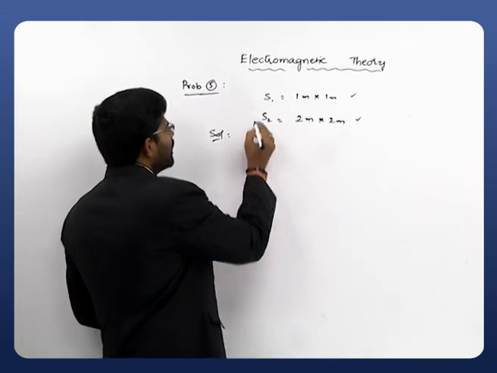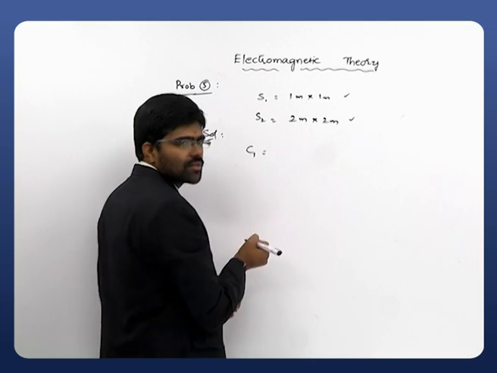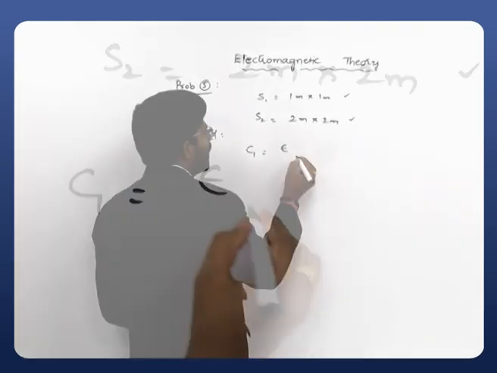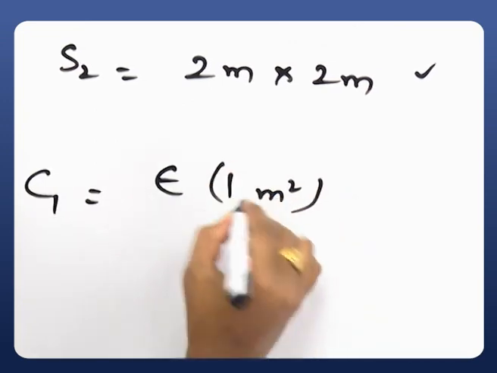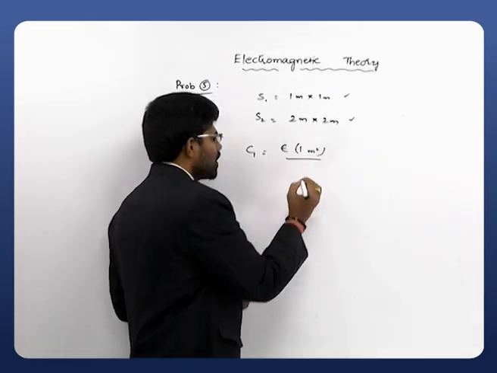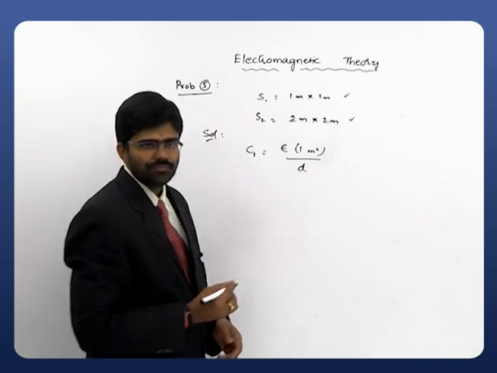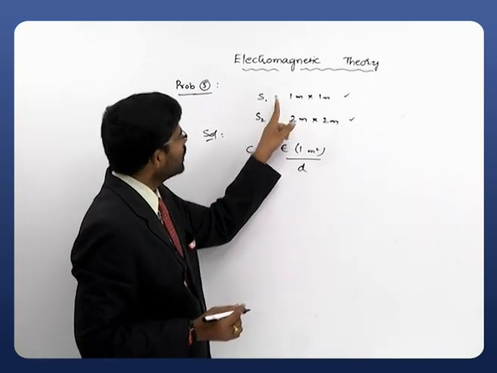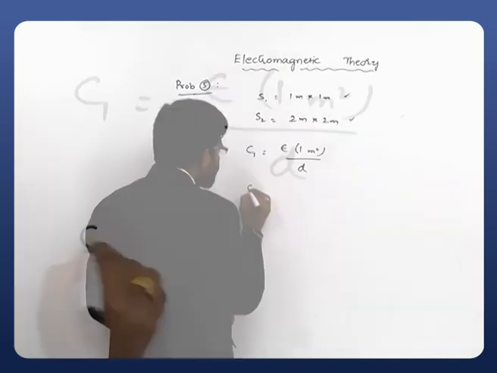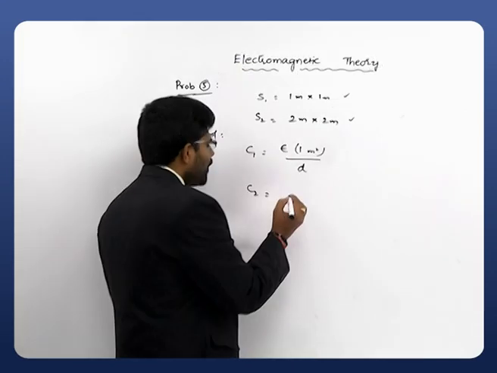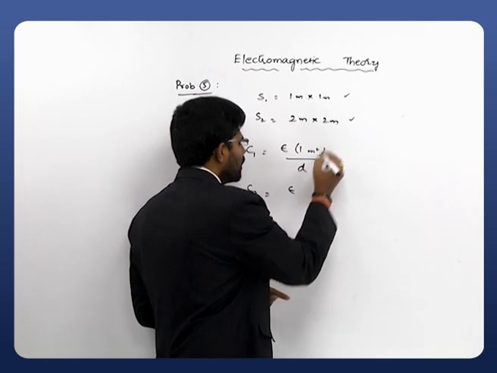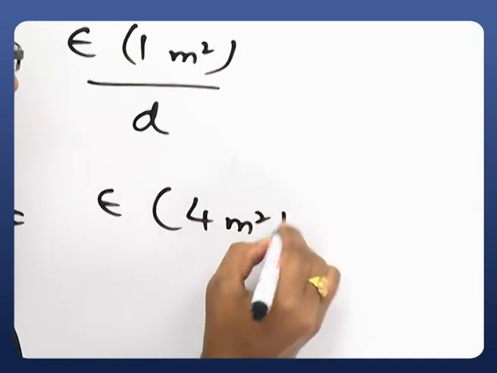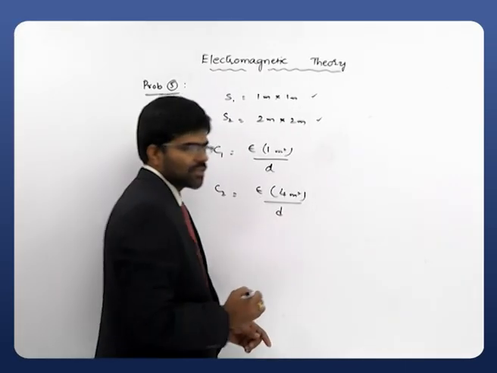Now we can calculate the capacitance of the first one. C1 is equal to epsilon S1. What is S1 here? Simply 1 meter squared, divided by the distance, which we don't know, so write it as D. That is the capacitance of our first one. And the capacitance of the second one, with the same material used as dielectric, so epsilon, and 2 meter into 2 meter, what is it? 4 meter squared divided by the same distance.